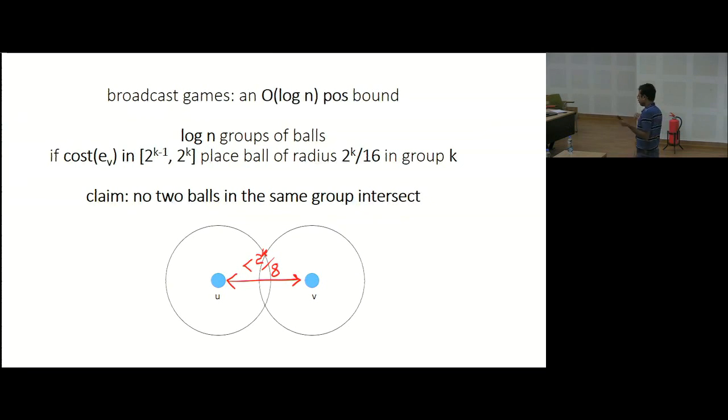Now, how do I, so again, there are two questions. How do I form the groups? What is the scaling on the balls? So what I'll do is if the cost E of v, remember E of v is the first edge on v's routing.